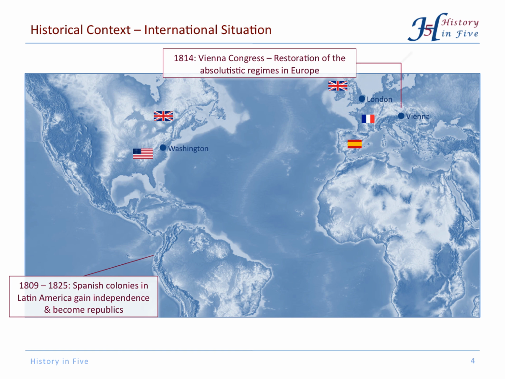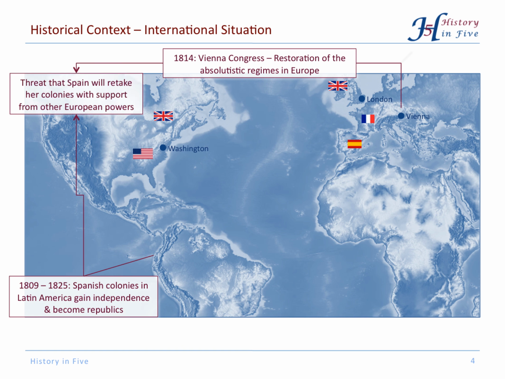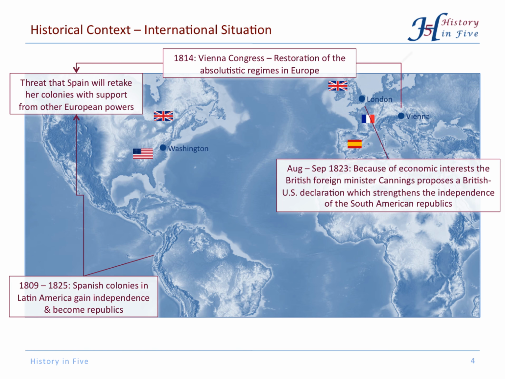And now there was a threat that the Spanish could come back to Latin America and retake their colonies, especially with the help of the French. That was not in the interest of the British, who had very good economic relations to the South American and Latin American republics. So they proposed a joint British-US declaration to strengthen the independence of these newly founded countries.